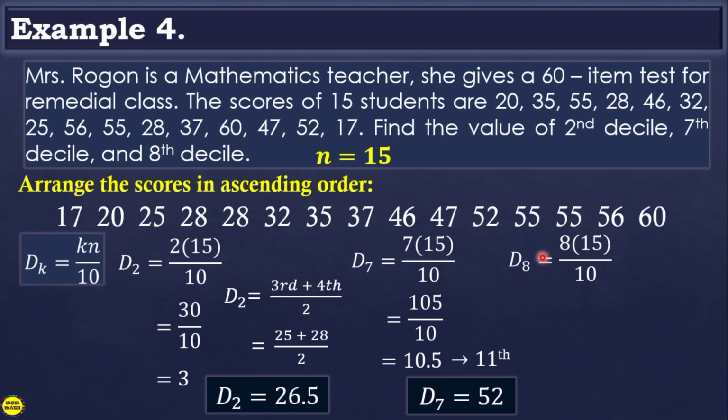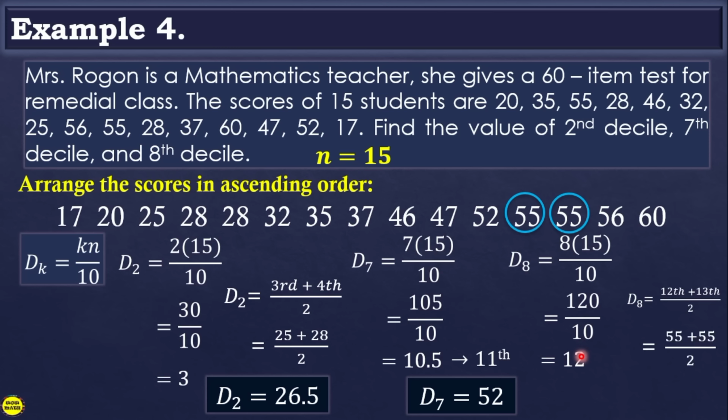So, for the 8th decile, we just replace our k with 8. So, 8 times 15, the answer is 120. So, 120 divide 10, that is 12. So, since our answer is a whole number, it means it is between two positions, no? The 12th and the 13th. This is our 12th and this is our 13th. The value of our 12th is 55. So, 55 plus 55, that is 110 divide 2. The answer is 55. Okay, so I hope you understood how to get the decile.